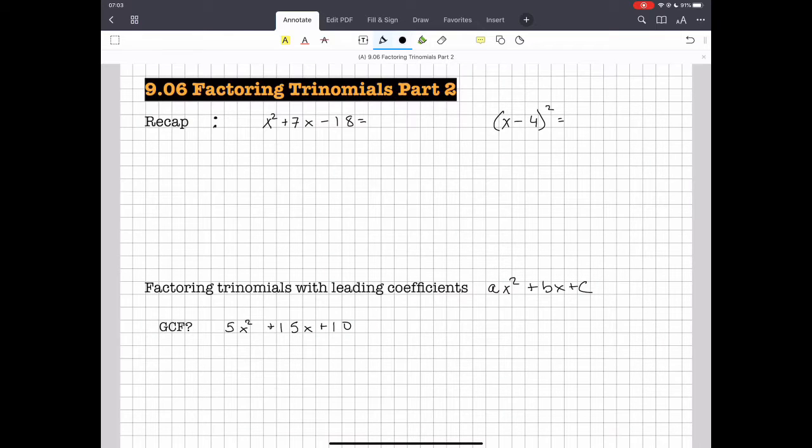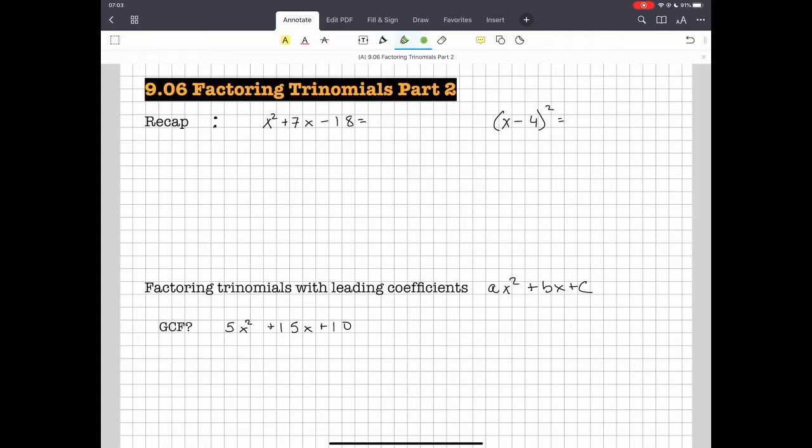In today's lesson, we're going to continue factoring trinomials with a slightly different form. Before we get into that, we'll have a slight recap of what we did last week. So last week, we took expressions, trinomials such as x squared plus 7x minus 18, and we factored them down.